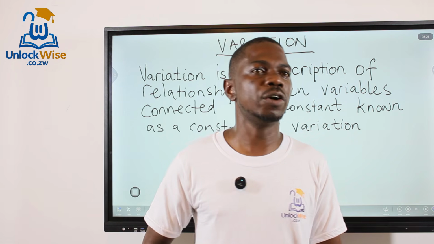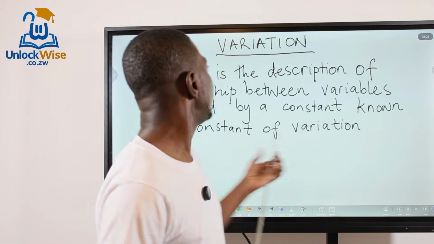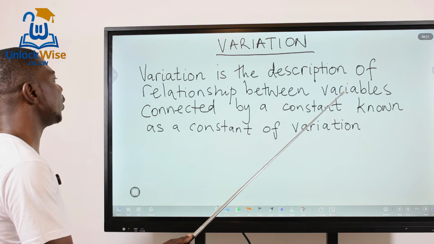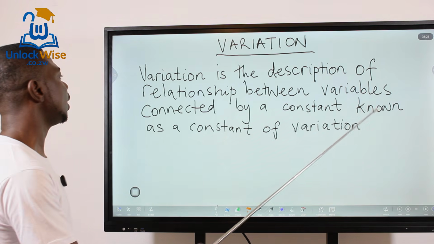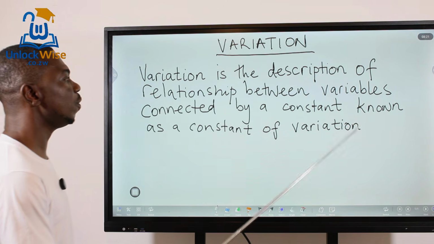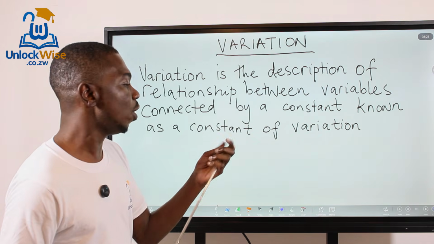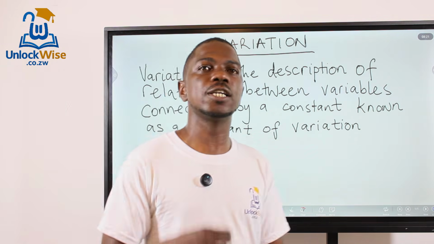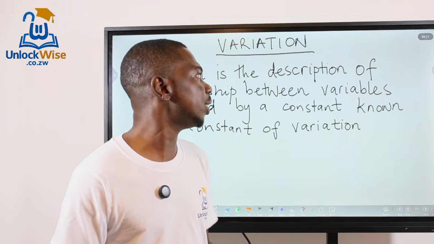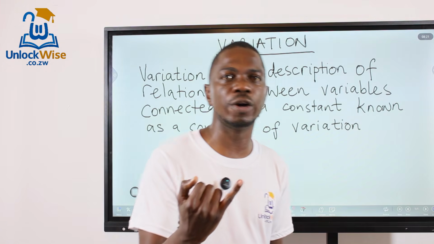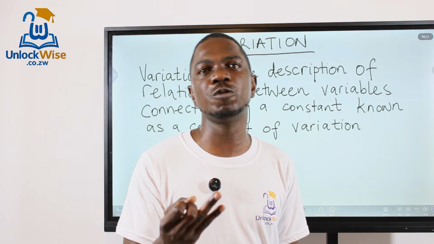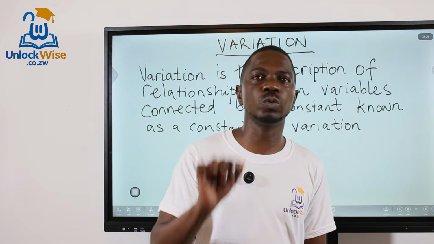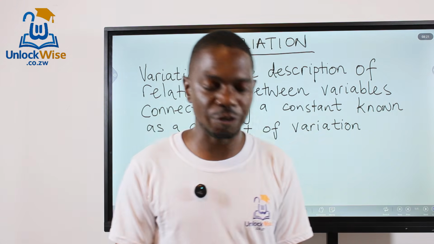So let's dive into the lesson. By definition, variation is the description of the relationship between variables connected by a constant known as a constant of variation or a constant of proportionality. We are going to look at 4 types of variation. We have direct variation, inverse variation, joint variation, and we also have partial variation.